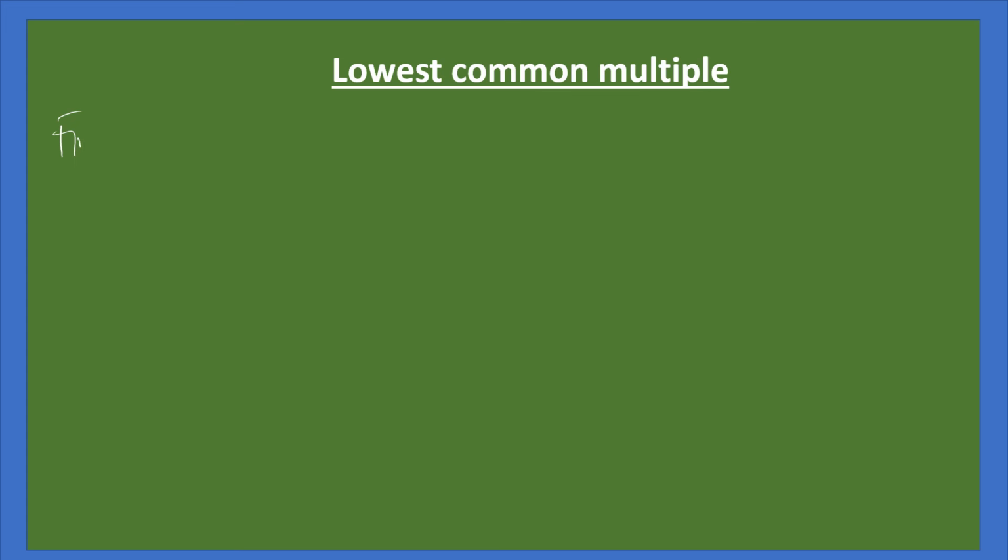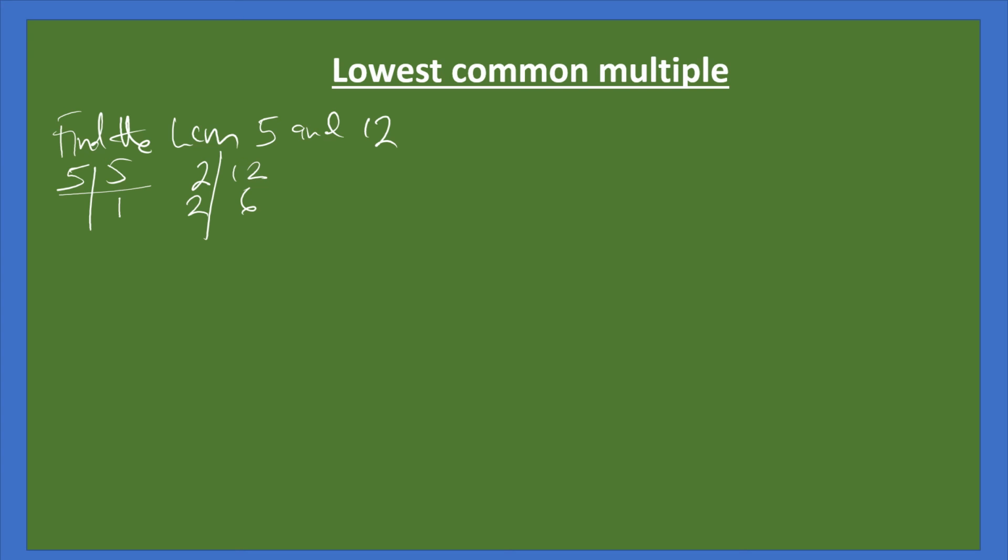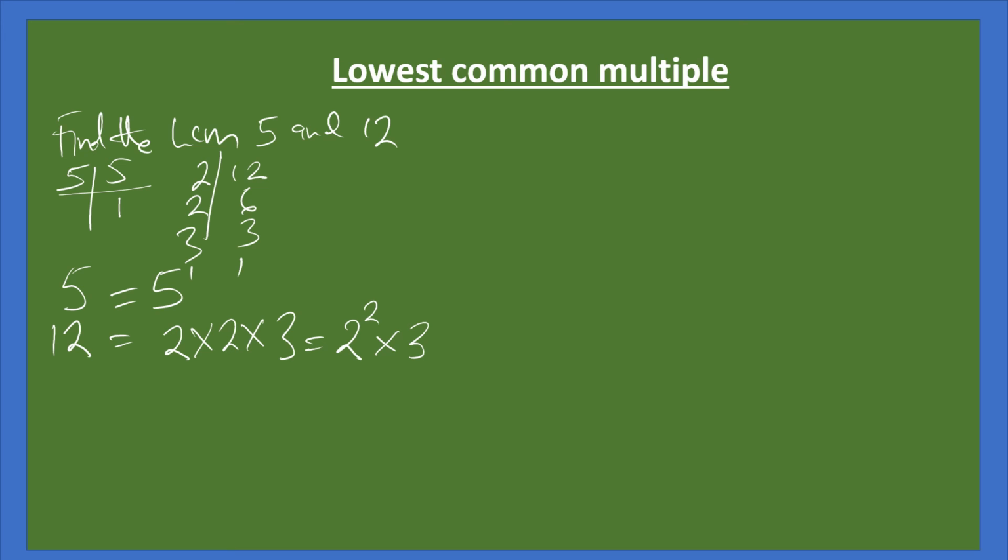So let's say find the LCM of 5 and 12. Very simple. Like we have said, for 5, what can go? Can 2 go? No way. 3 cannot go. So only 5 can go, you have 1. For 12, what can go? 2, 6, 2 here gives you 3, 3 here gives you 1. So for 5, we only have 5 raised to the power 1. For 12, we have 2 times 2 times 3, which is 2 raised to the power 2 times 3 raised to the power 1.